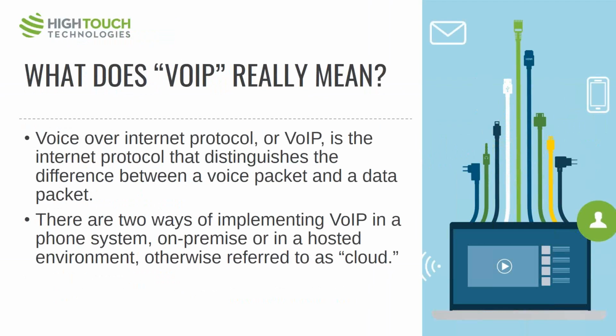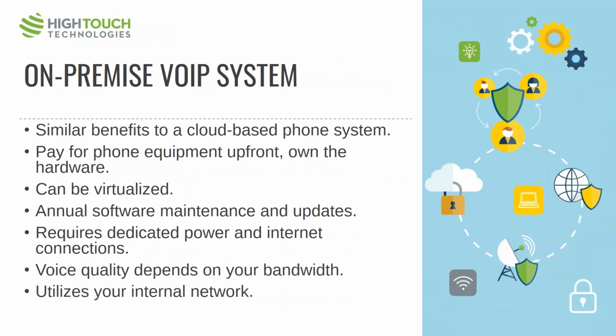So now let's talk about the on-premise VoIP system. These phone systems can have similar benefits to a cloud-based phone system. Typically, you will pay for the phone equipment upfront, and you will also own the hardware. One of the nice things with these systems is that you can oftentimes virtualize your on-premise system to reduce the amount of actual on-site hardware. These systems often require an annual ongoing software assurance for system updates and support. They require dedicated power and internet connections. Their voice quality really depends on the strength of your internet connection and available bandwidth from your internet provider. VoIP systems also utilize your internal network without the need to run over the public internet.